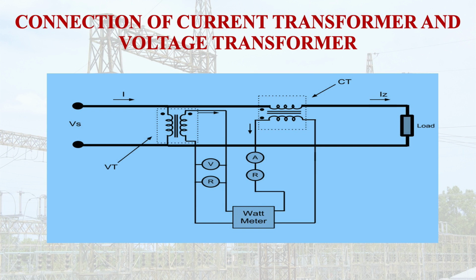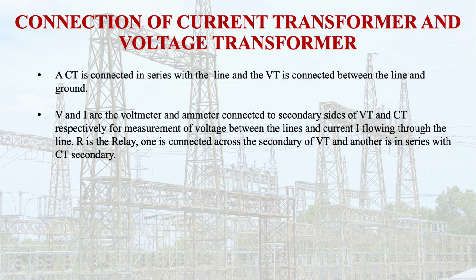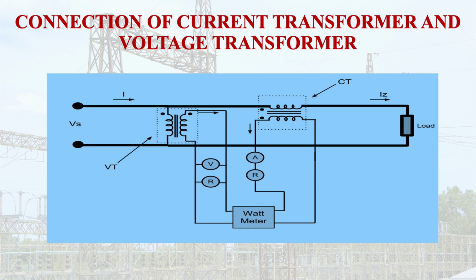As its name implies, instrument transformer means we would like to measure the voltage and current, V and I. Here you can see the voltmeter and ammeter. These are connected in the secondary side of the voltage transformer and the current transformer respectively. That means in the voltage transformer, the voltmeter is connected in the secondary side, and in the current transformer, the ammeter is connected in the secondary side in series.